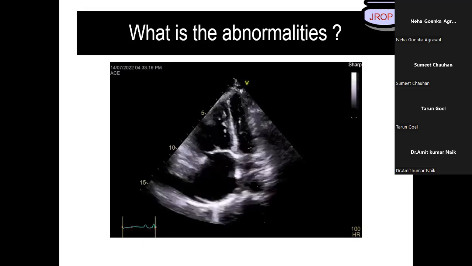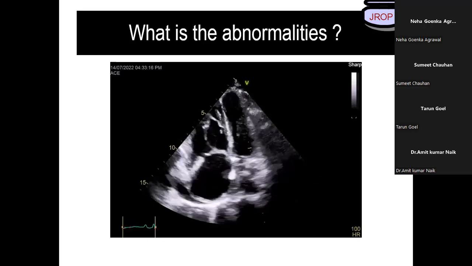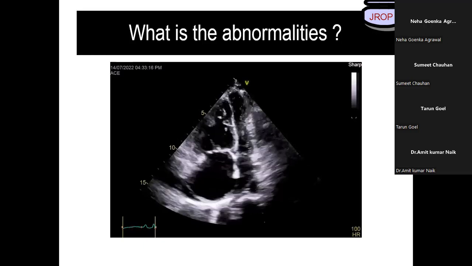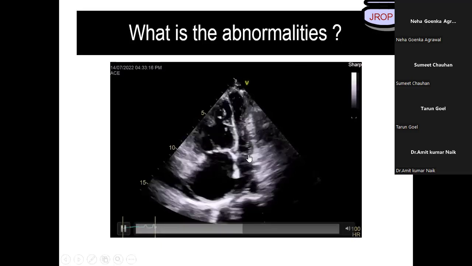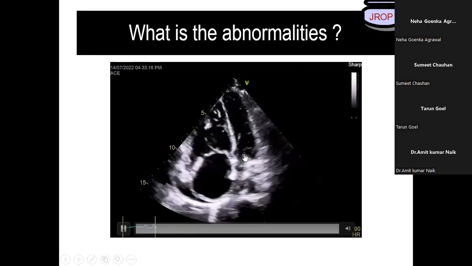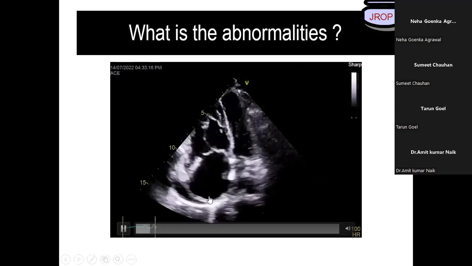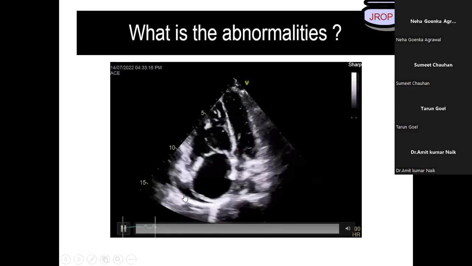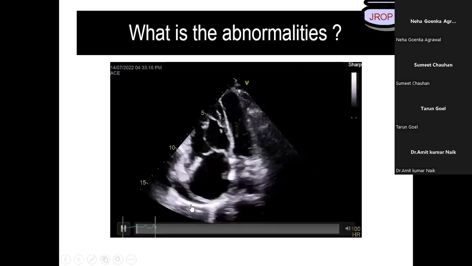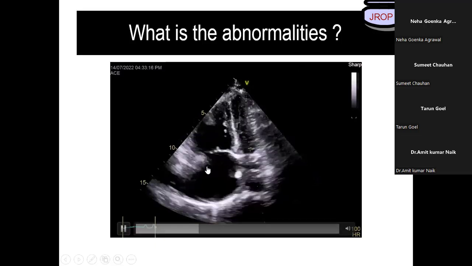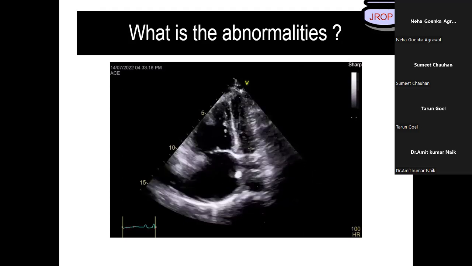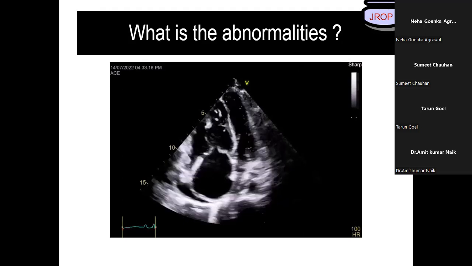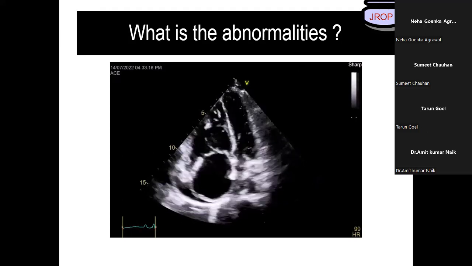This is a very classical picture, you just can't forget this picture once you see it. What happened to the LV and LA? They have been chinked out, collapsed. They are huge dilated RV and RA. There is a pericardial effusion along with it. In which condition do you expect these kind of findings? Cardiac tamponade?